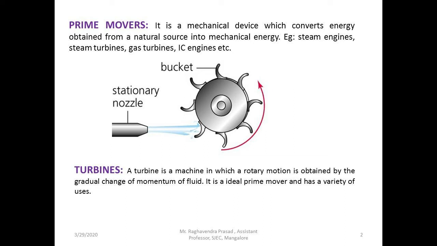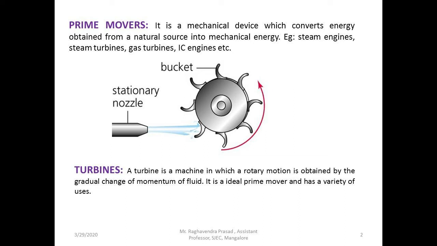Natural sources like water, steam, gas or products of combustion can be converted into mechanical energy, or we can say rotation of the shaft, with the help of prime movers. Some examples are steam engines, steam turbines, gas turbines, IC engines, etc.